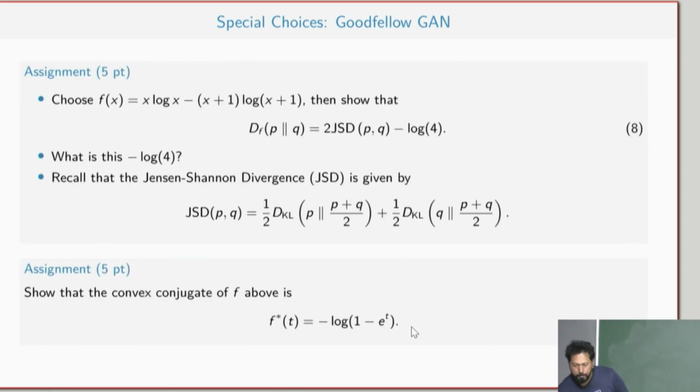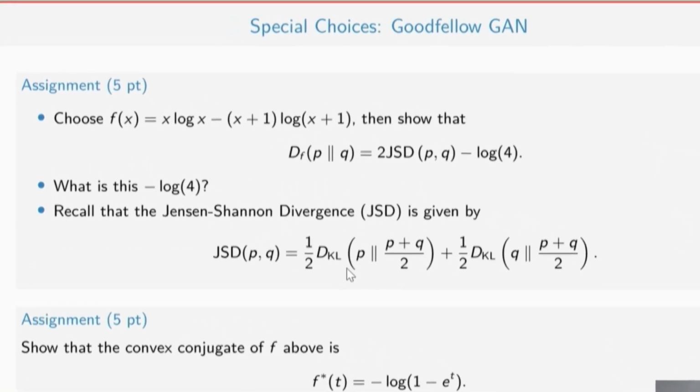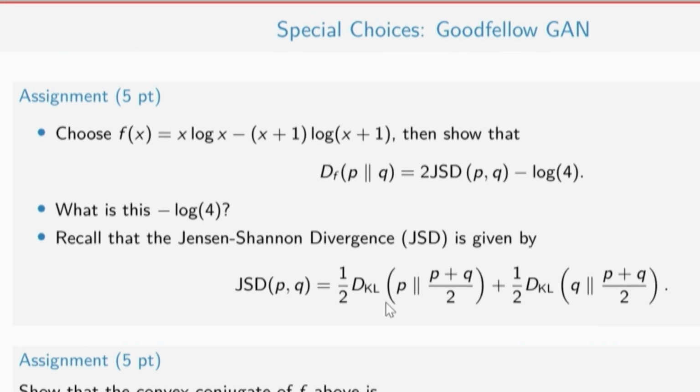In the Goodfellow GAN, what they propose is something like this. There are 2 assignments that I leave up to you. These are very simple assignment problems, and we will use this to make one possibility for a GAN, which was the original GAN architecture. So basically it's all about f now. What f will I choose so that I will get the original GAN? Let us choose one f to be like this.